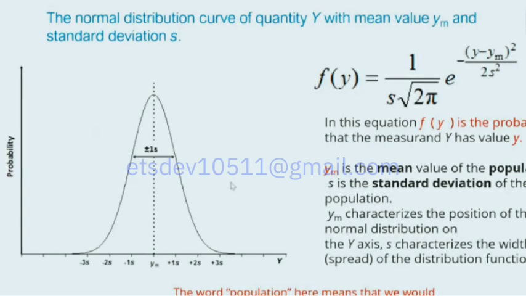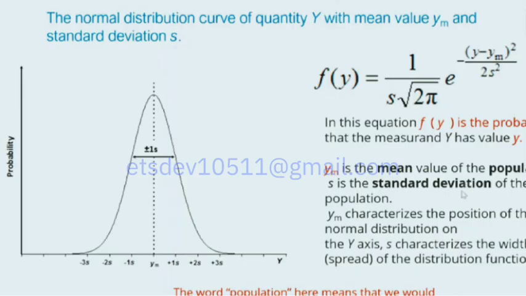This normal distribution is a curve which comes from plotting the quantity y, or any measurement, against the probability of it falling within that curve. And this curve is derived from this equation, F(y) is equal to 1 by S into e to the negative power of (y minus ym). In this equation, F(y) is the probability, so you see it is on the y-axis, and ym is the mean value of the population.